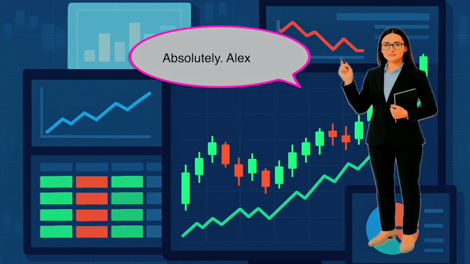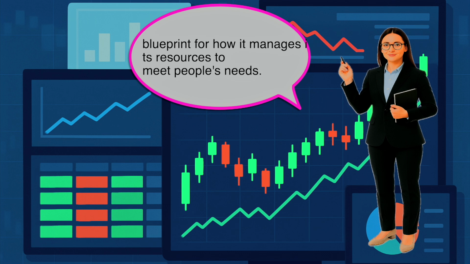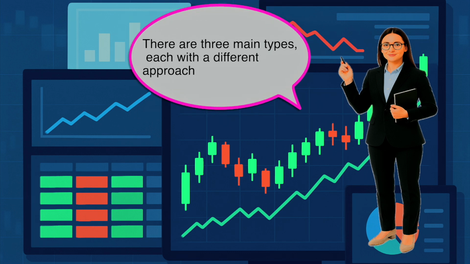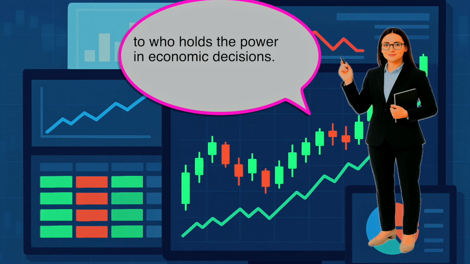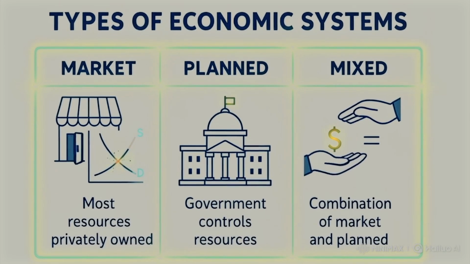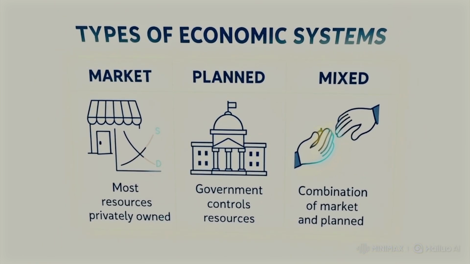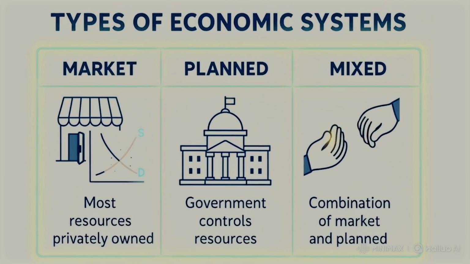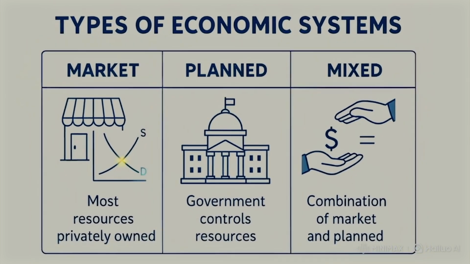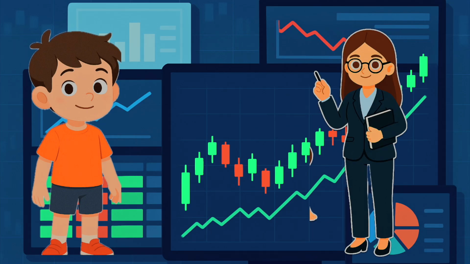Absolutely, Alex. Think of economic systems as a society's blueprint for how it manages its resources to meet people's needs. There are three main types, each with a different approach to who holds the power in economic decisions. First, we have the market economy. In my words, this is where most resources are privately owned, and individuals and businesses, not the government, largely make economic decisions based on supply and demand. It's like a giant marketplace where everyone is making choices. So, less government involvement. Precisely.